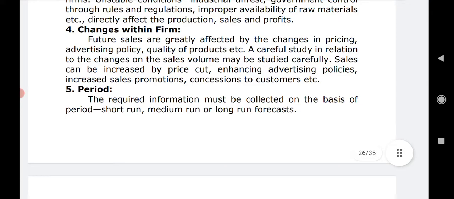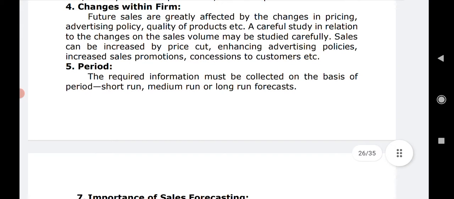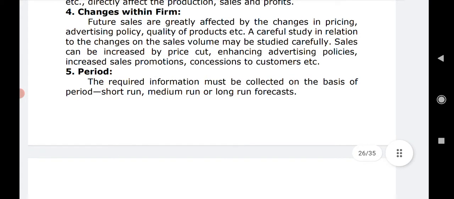Next comes up is changes within the firm. See, at times the internal changes in the firm may also create a change in the sales forecasting methods or maybe the process, right? So future sales are greatly affected by the changes in the pricing, maybe advertising policies, quality of product may change, right?